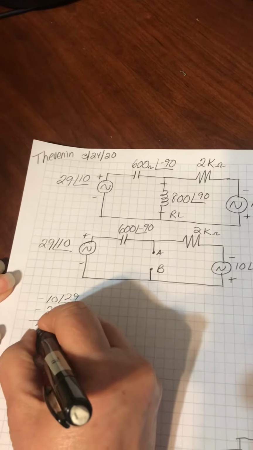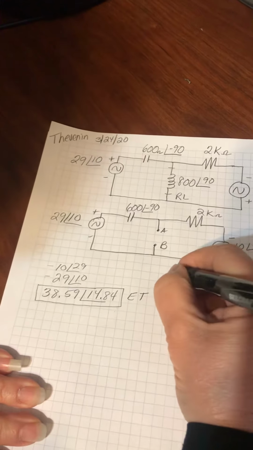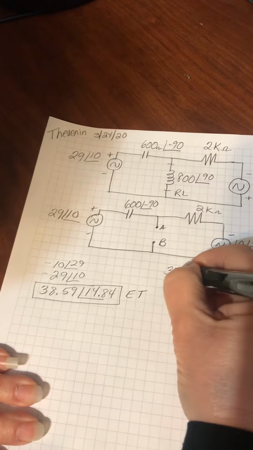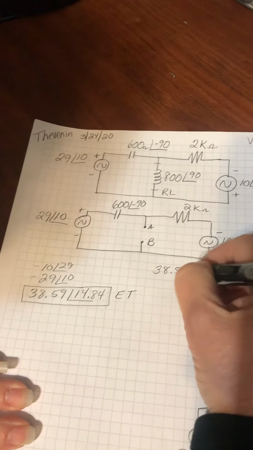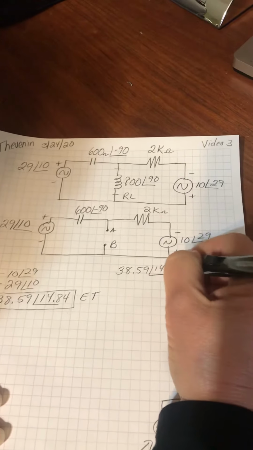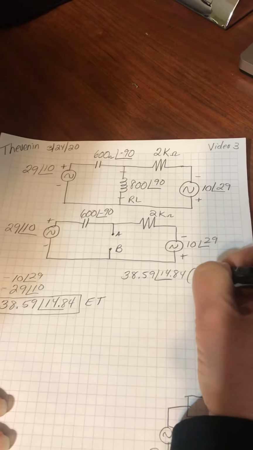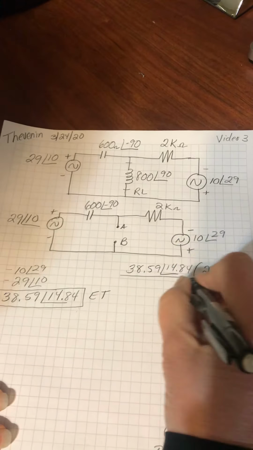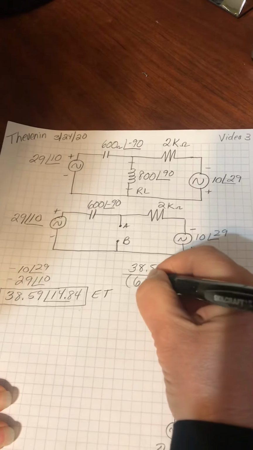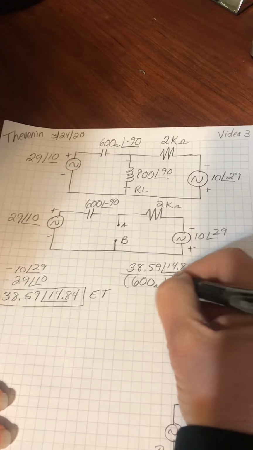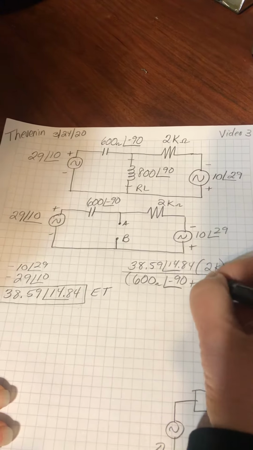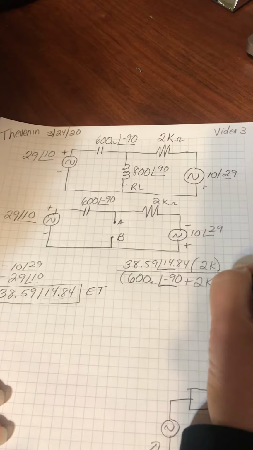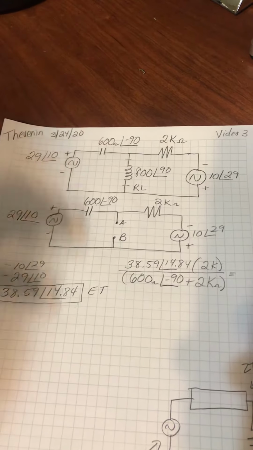38.59 at that angle. So we could use the voltage divider rule to get these two voltage drops. Okay, so we can use 38.59 at an angle of 14.84 times 2K divided by both of them added together, 600 ohms at an angle of negative 90 plus 2K ohms. And this is to get the voltage across the 2K.